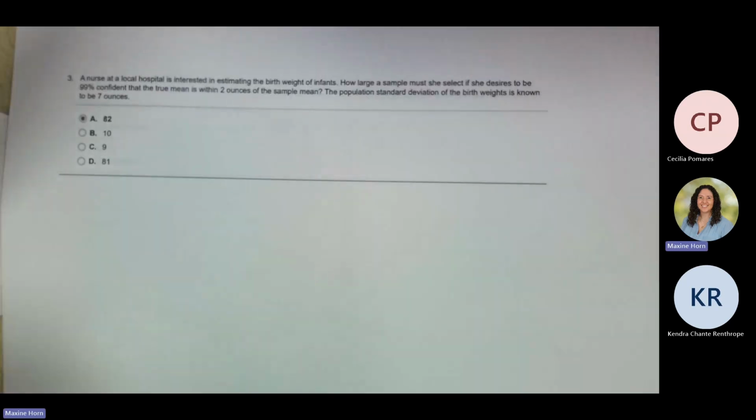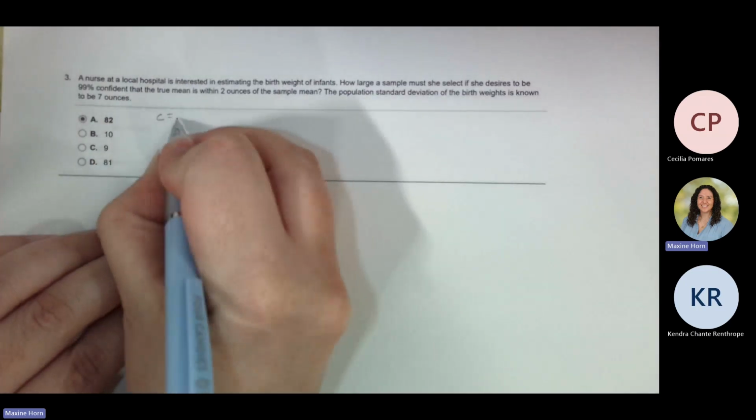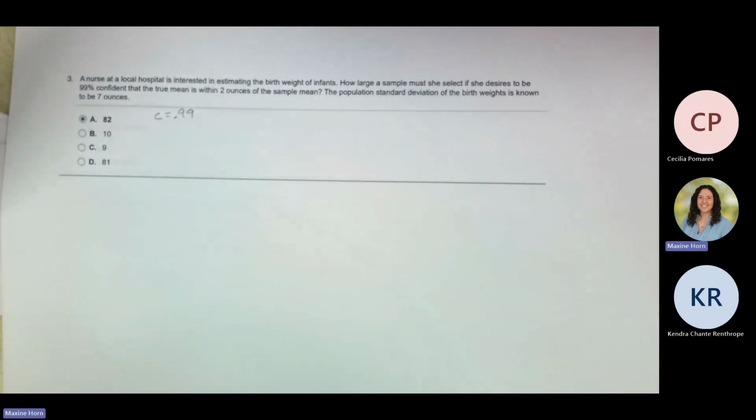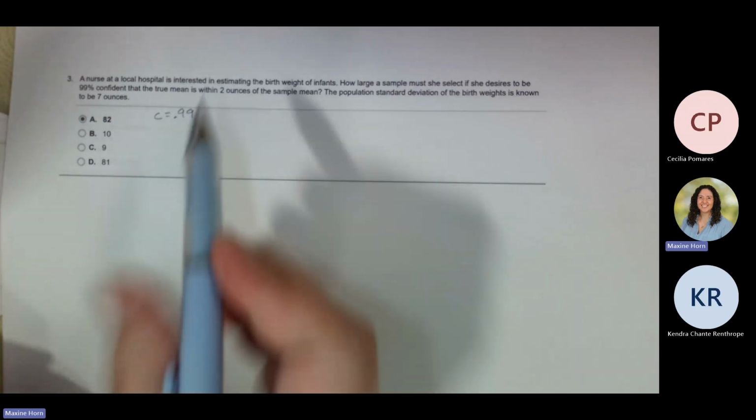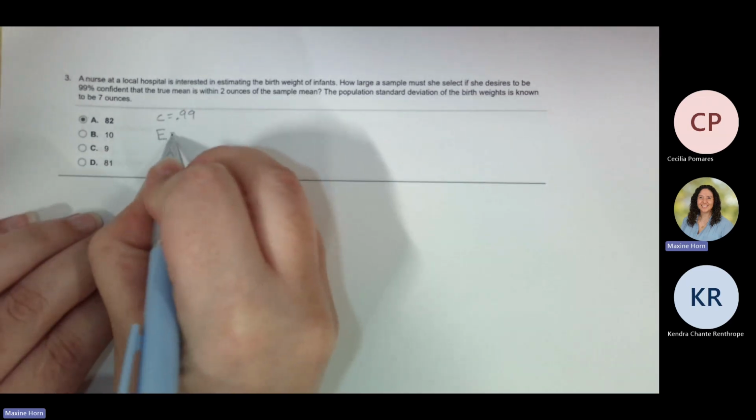Okay. Number 3, a nurse at a local hospital is interested in estimating the birth weight of infants. How large a sample must she select if she desires to be 99% confident? So our confidence level needs to be 99% or 0.99. That the true mean, right, the population mean, is within 2 ounces of the sample mean. So what did they just give us here? They just gave us the error.